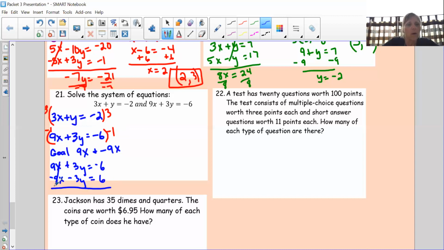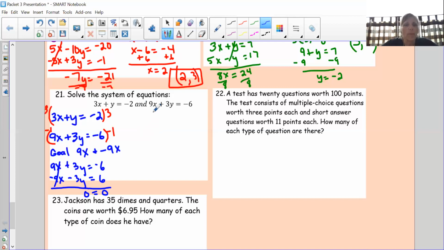Okay, well, look what's happening. Everything's subtracting away. The 3y's subtract away, the 6's subtract away, so basically I have 0 equals 0. That means all real solutions are infinitely many solutions. So think of two lines. How could they have infinitely many solutions? Well, they are the same line.